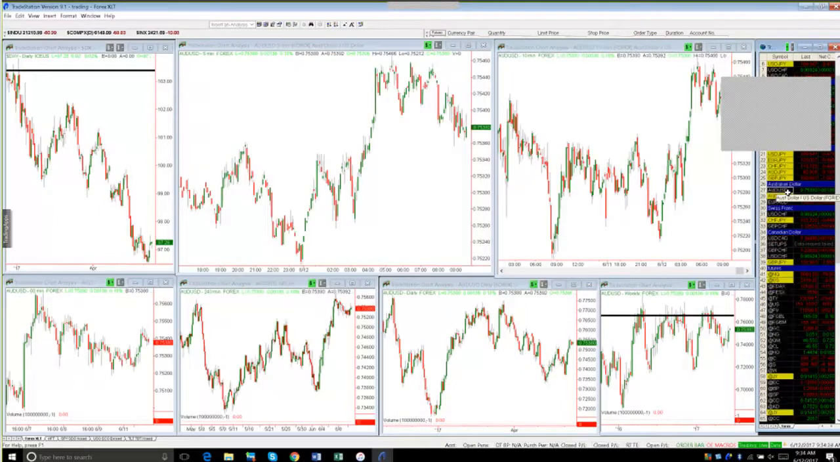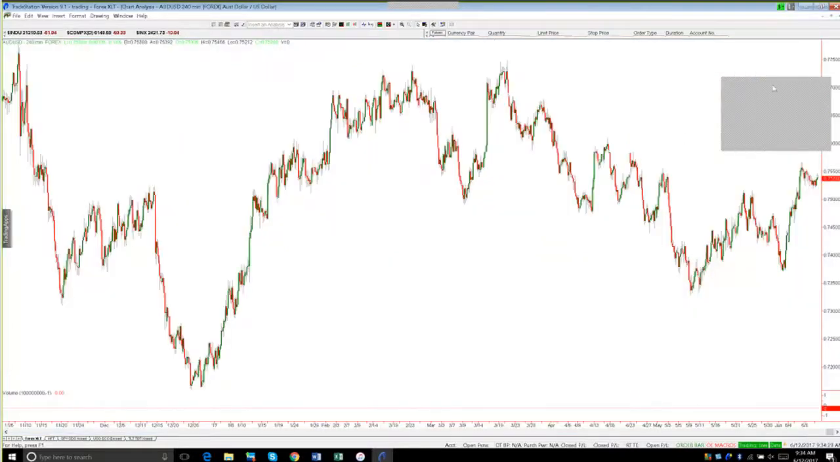Here's the Aussie dollar rallying back up to get closer and closer to supply. For this one, I want to go to the 4-hour chart and point your eye to some levels that look really good.